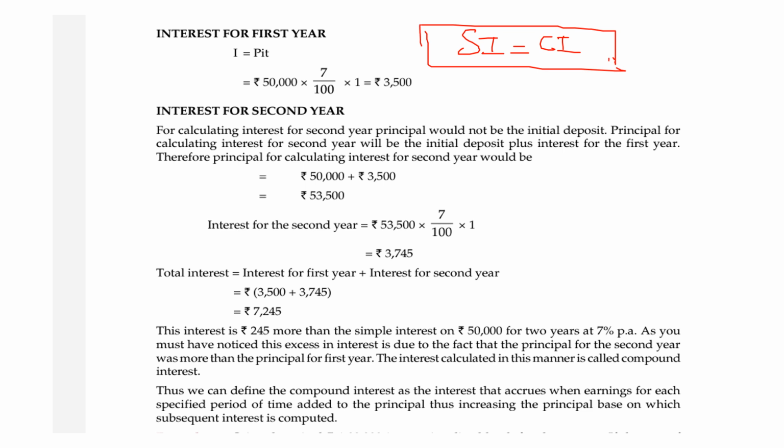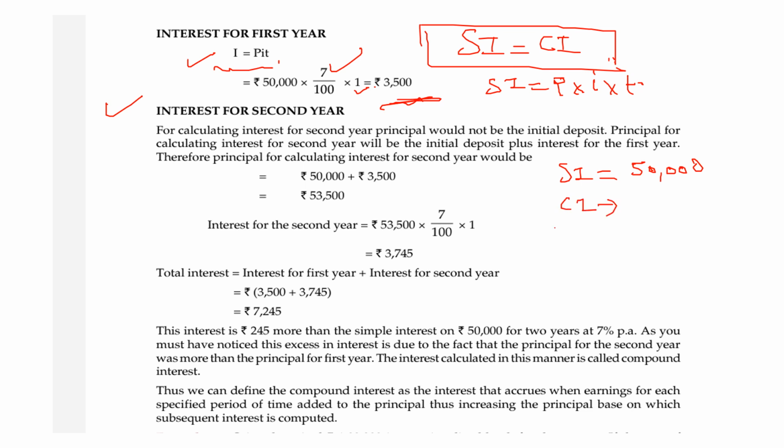Because no accumulation of interest, so you can easily find first year interest. First year simple interest equal to PIT, principal 50,000, 7% rate with 1 year. So 3,500 rupees is simple interest. Now for second year, in case of simple interest, principal is 50,000, but in case of compound interest, now principal is not 50,000 but 50,000 plus interest earned.